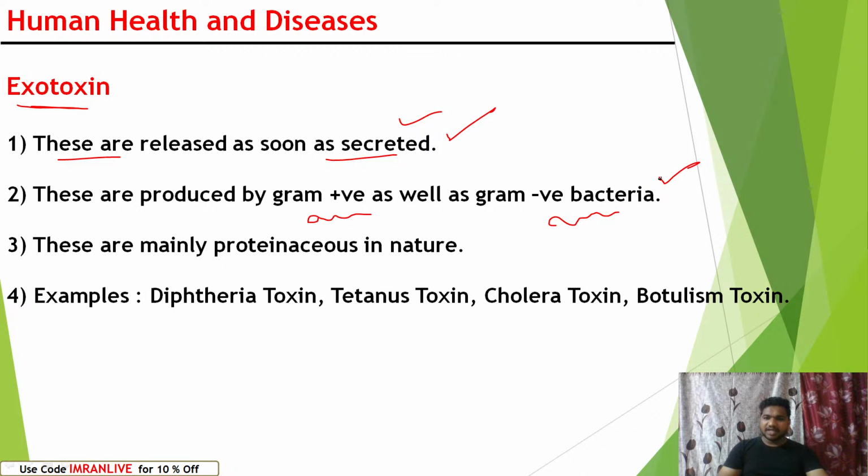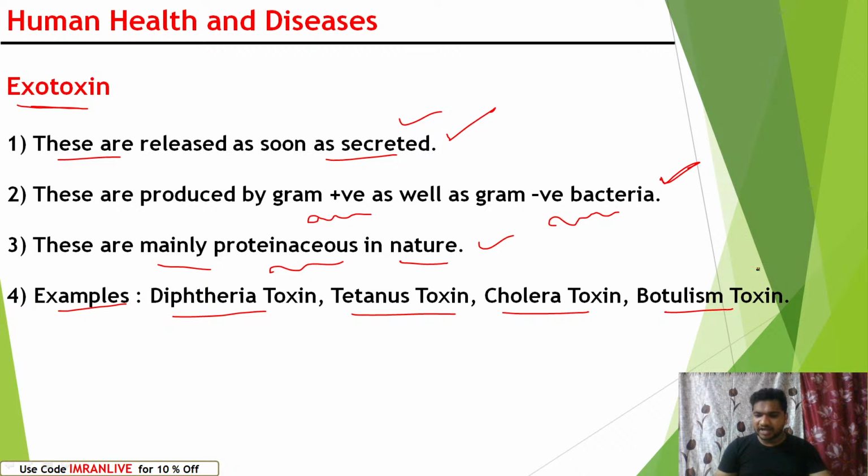So these toxic items, exotoxin, are secreted and released directly into the blood without waiting. They are released by gram positive and gram negative bacteria. These are mainly proteinaceous in nature. Examples are diphtheria toxin, tetanus toxin, cholera toxin, and botulism toxin. These are released directly into the bloodstream of the human being. However they are secreted, they will be released immediately into blood.